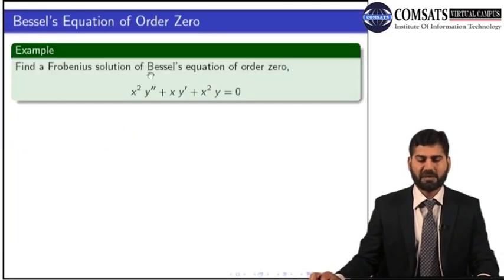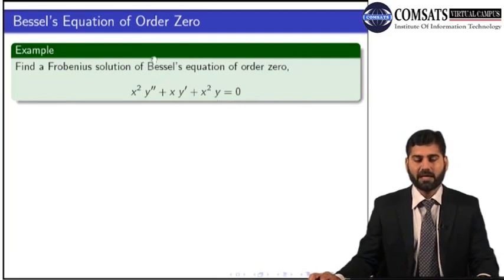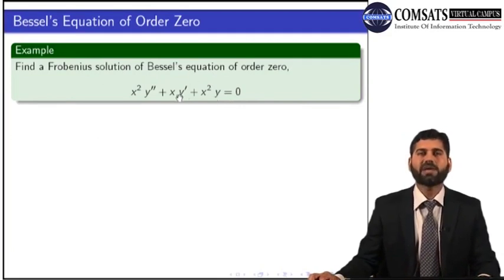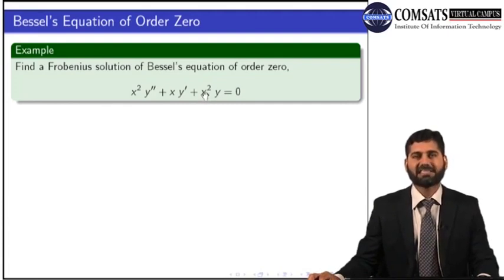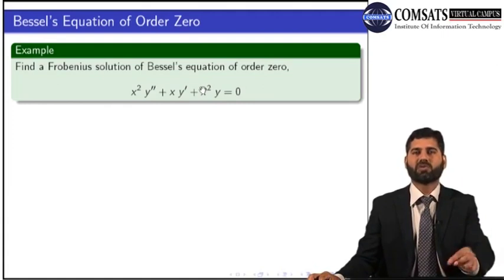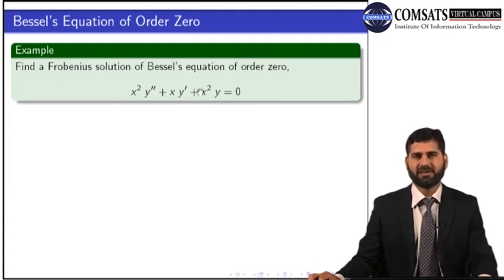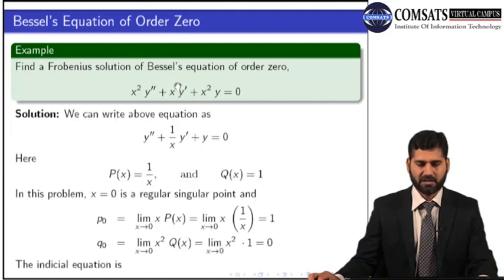Find the Frobenius solution of Bessel's equation of order 0. Order 0 is not the order of the equation. The order of the equation is still 2. It's a second order differential equation. Here x squared minus n squared is the general Bessel equation. In y, it is x squared minus n squared. That n is 0 here. So we call it the Bessel equation of order 0. The order of the differential equation is still 2.